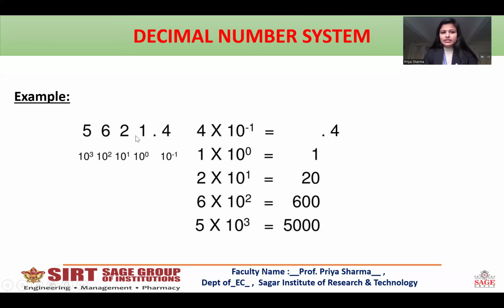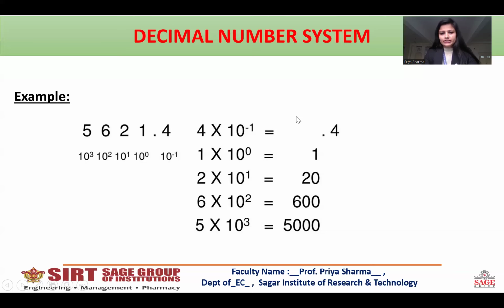It is 5621.4. So how is it calculated through the decimal number system? Starting from the left before the decimal point, we'll start with the powers ranging from 0 in increasing order, and after the decimal point we'll proceed from left to right. So before the decimal point we have started with power 0, then 1, 2, 3, and so on, and after the decimal point we have started from 10 to the power minus 1 and 10 to the power minus 2, and it will continue so on.